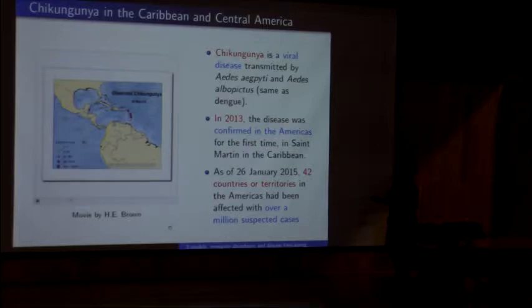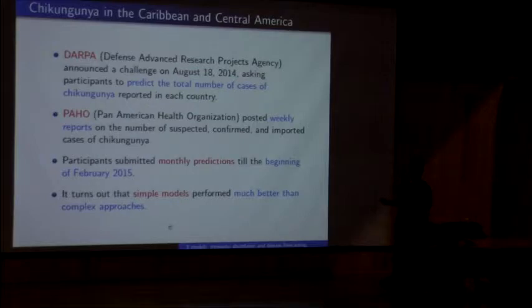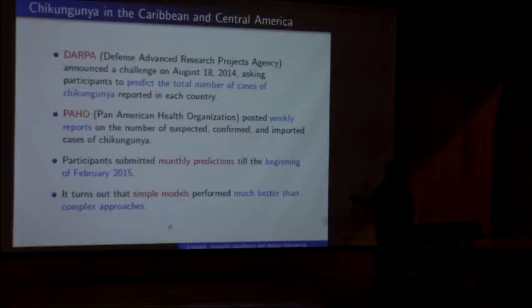Chikungunya was kind of new to this area when it started, and it spread extremely fast. By the end of January 2015, you had 42 countries or territories that had chikungunya, and more than 1 million suspected cases. So that was absolutely huge. You saw how it spread, and the dots are really, really big. So DARPA, the Defense Advanced Research Projects Agency of the US, ran a competition. In August 2014, they said, well, chikungunya is spreading.